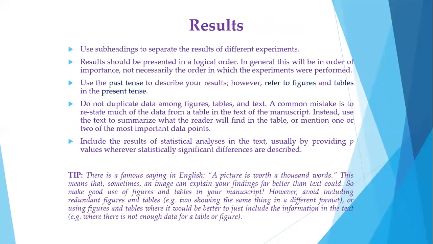Next comes the results section. In the results section, use subheadings to separate the results of the different experiments, present the results in a logical order, use the past tense to describe your results, and refer to the figures and tables in the present tense. Okay, you have to be very clear on this. When you are describing the results, it is something that you have already done, so use the past tense, but when you are referring to the figures and the tables, use the present tense. And do not duplicate the same data again and again in both the figures and the tables.